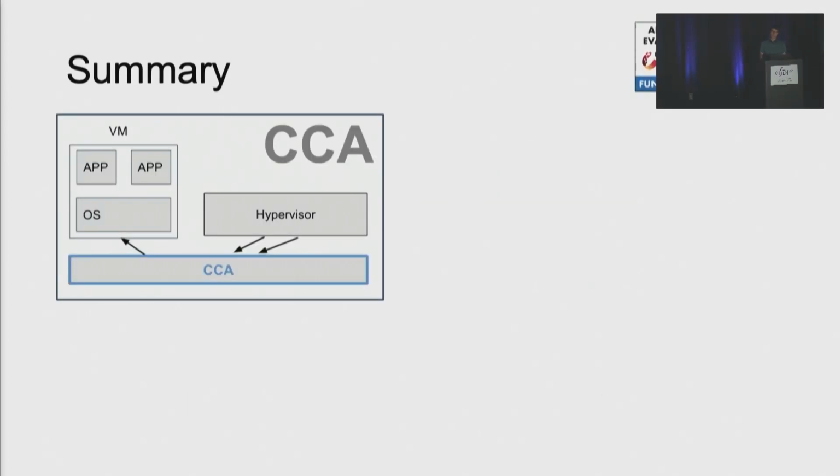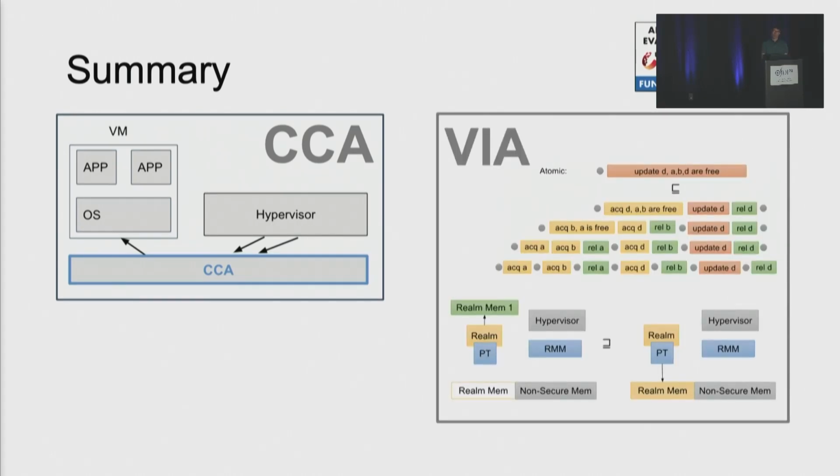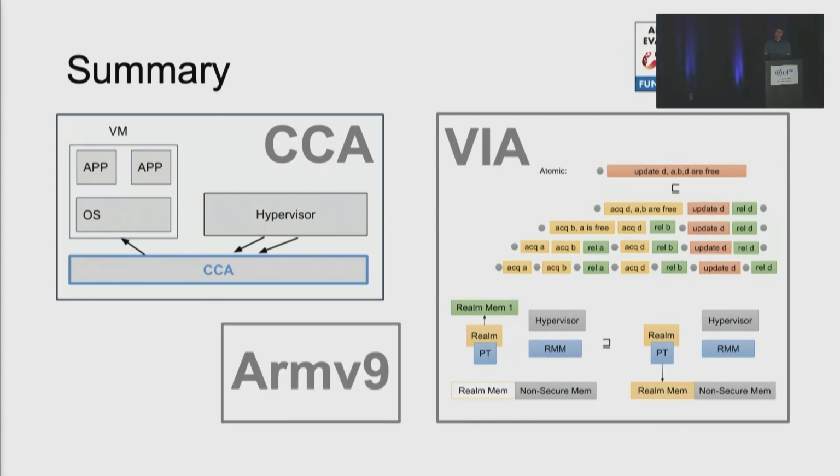To summarize, we introduced the CCA to protect users' private data. We introduced the verification framework VIA to verify the correctness of CCA. Our verified CCA design and implementation will be shipped in ARM v9.